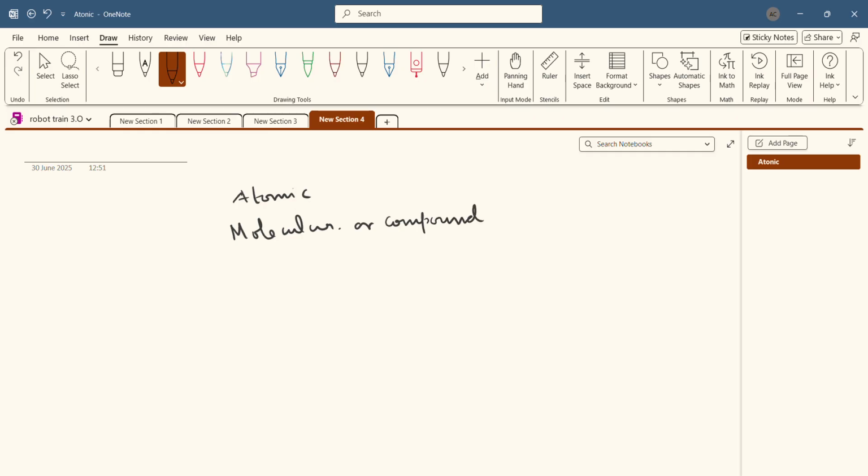Compound proposition or molecular. Atomic proposition is nothing but any proposition that does not contain any of the logical operators. Molecular or compound proposition is nothing but a proposition with connectives. Connectives means logical connectors or logical operators.